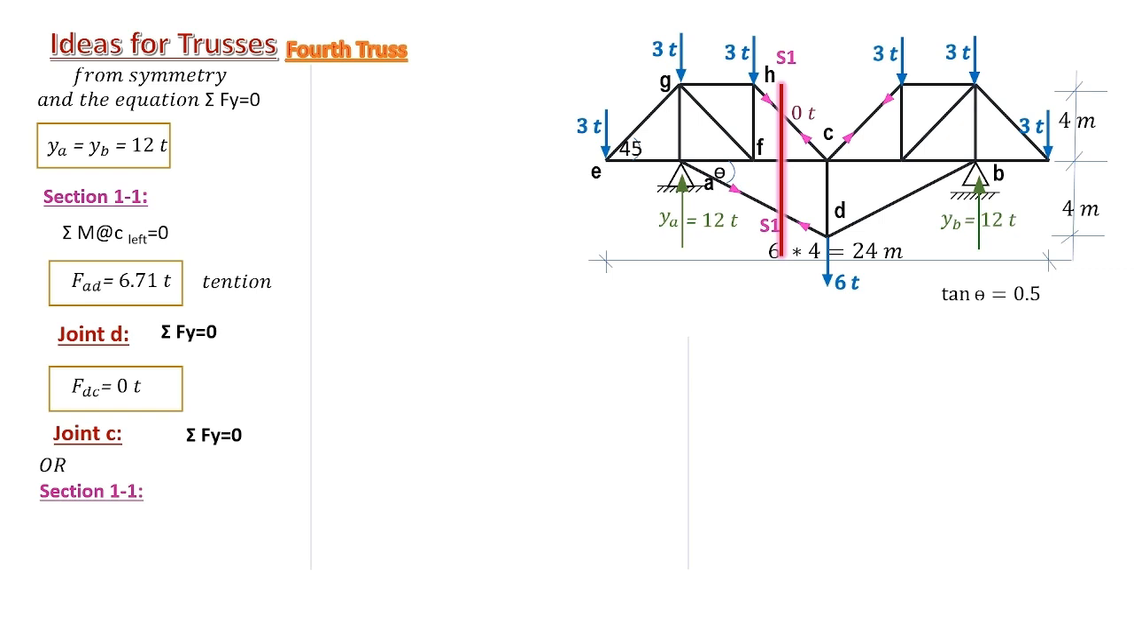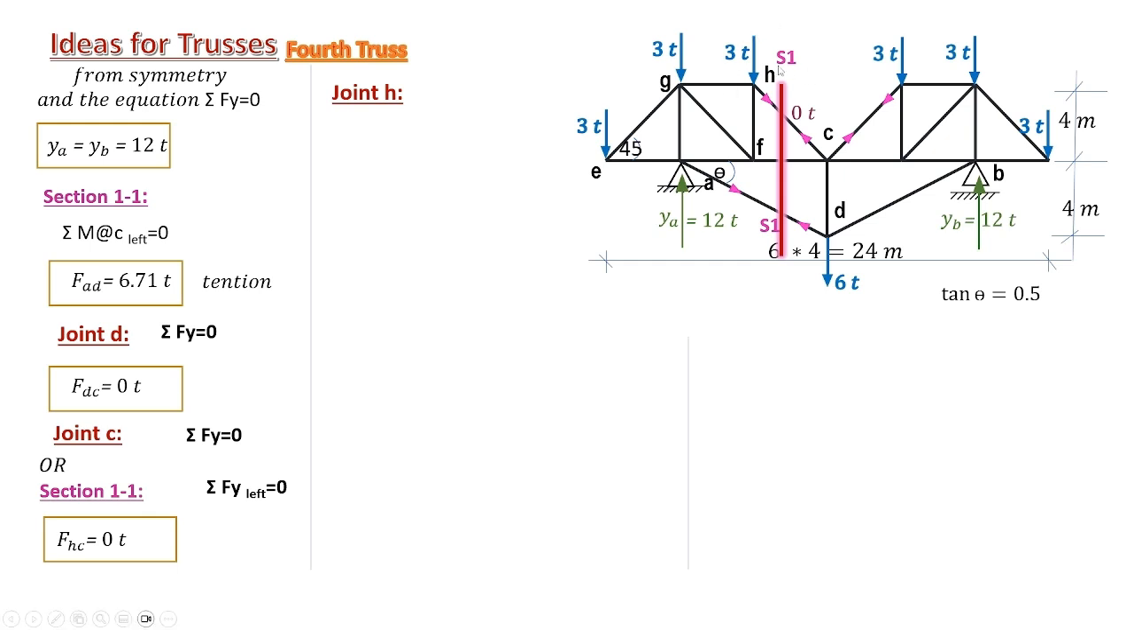Considering section S1 S1 again and equilibrium in the y direction, we can get that HC equals 0, the same conclusion we obtained from considering joint C. See, you have more than one attack for the same member. You choose whatever you are convenient with.